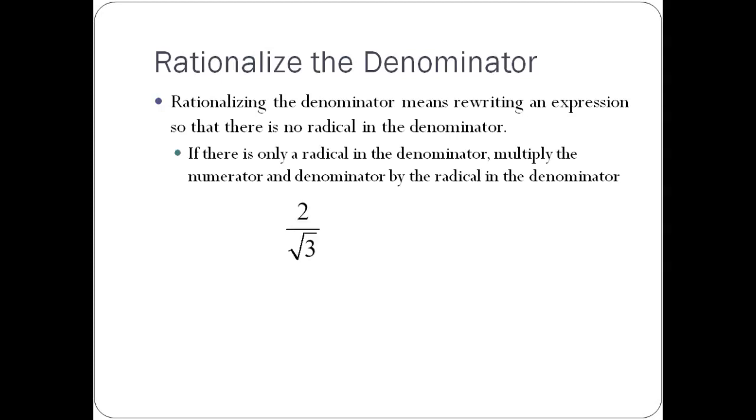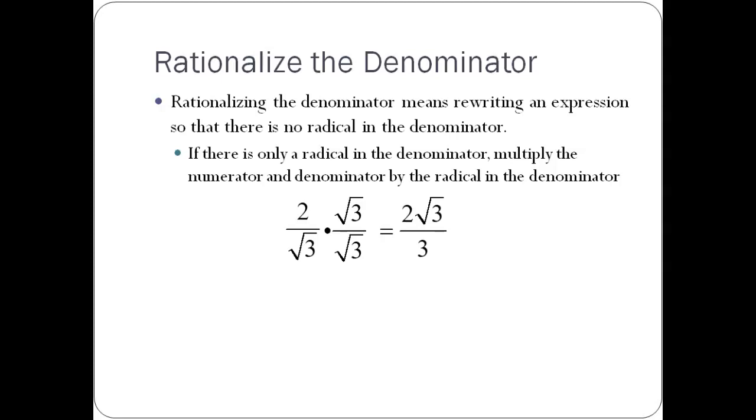So for example, if we had 2 over the square root of 3, in the denominator, we just have a radical, we don't have anything else. So what we're going to do is multiply both the numerator and the denominator by the square root of 3. So I'm going to multiply by root 3 over root 3. Now in the numerator, that leaves us with 2 root 3. In the denominator, when you multiply root 3 times root 3, that gives us the square root of 9. Now the square root of 9 can be simplified to be equal to 3. So now we no longer have a radical in the denominator, so we have successfully rationalized this denominator.